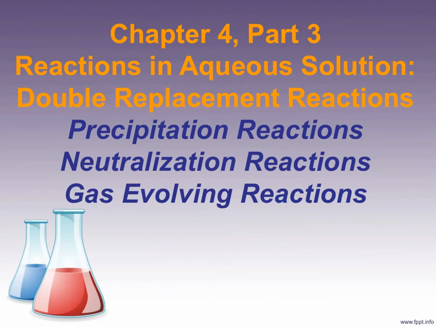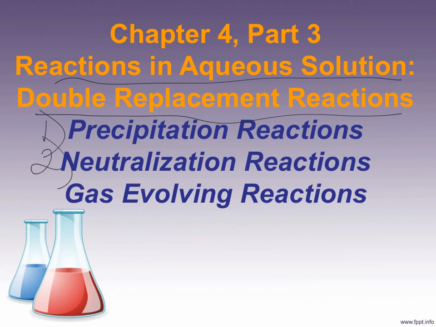This lecture is about double replacement reactions, and there are three types of double replacement reactions that we'll go over. Precipitation reactions, which are the most common of the three. Neutralization reactions, also called acid-base reactions. And gas evolving reactions.